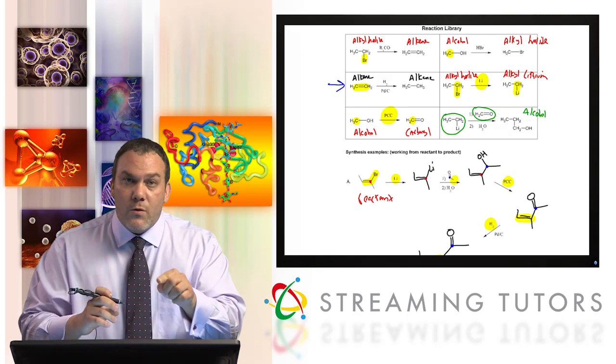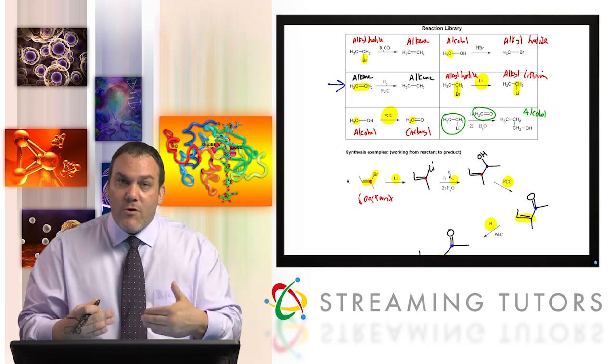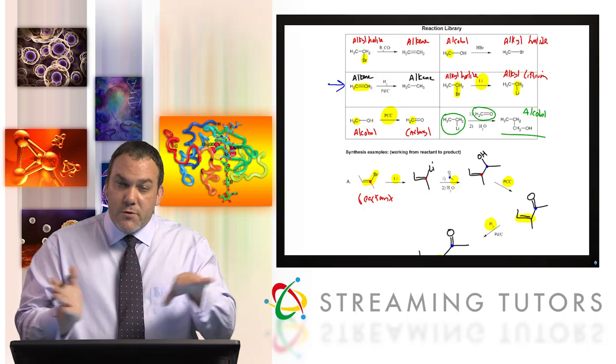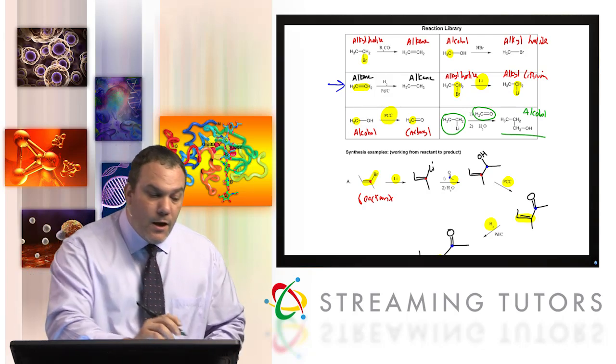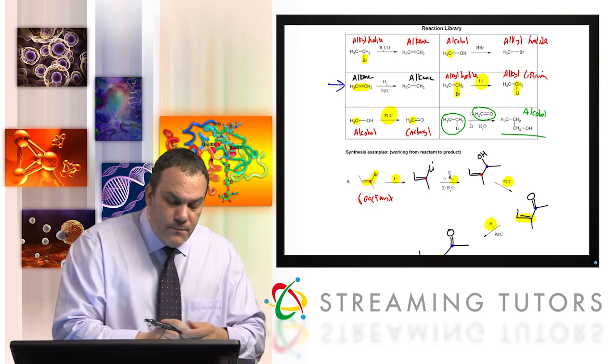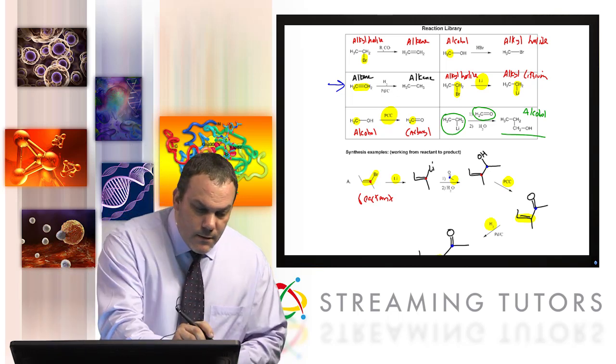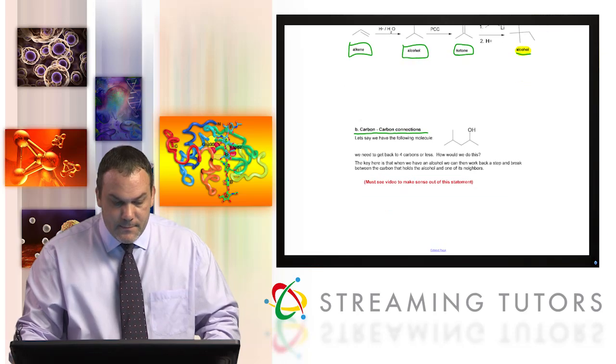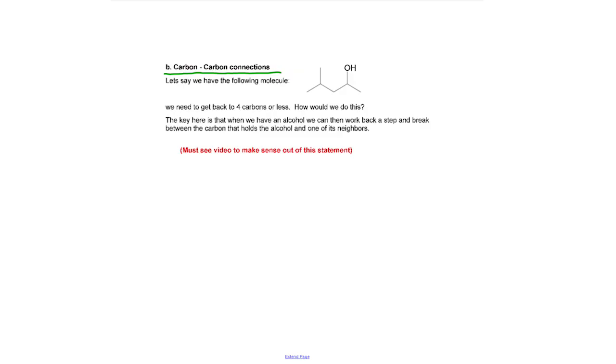So your goal is always to go back to the alcohol, because once you get back to the alcohol, you're ready to break it apart into 2 different things. You see that? Let me show you. So let's say this is our goal. Now I'm going to show you something even before. So let's say it's a double bond O.